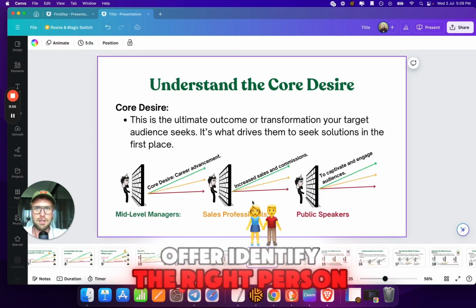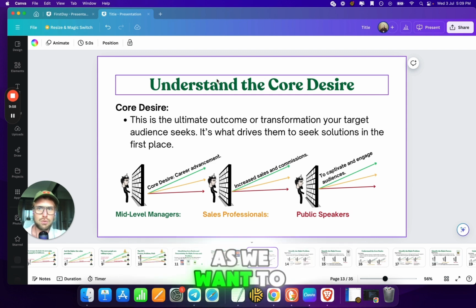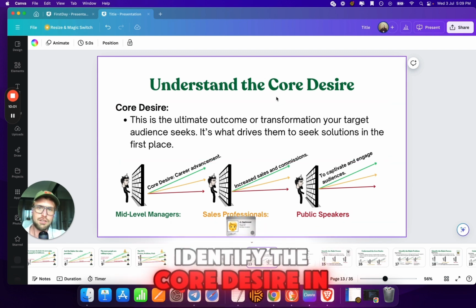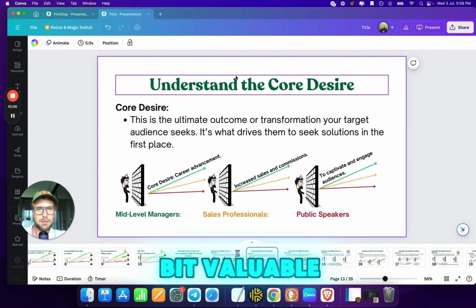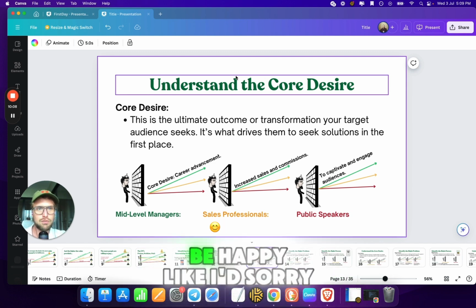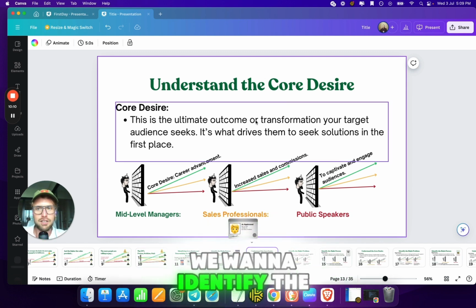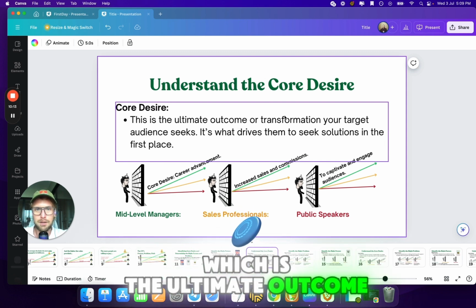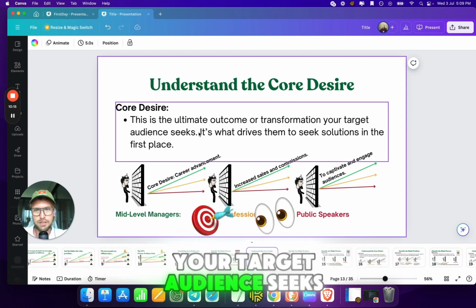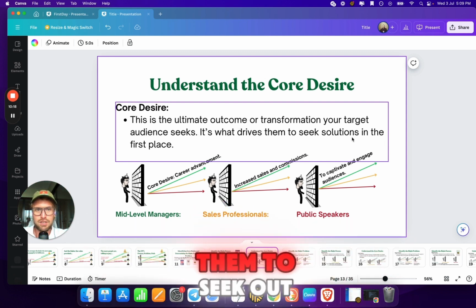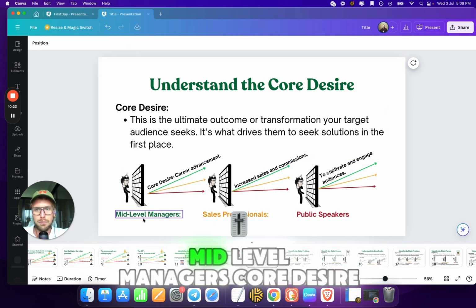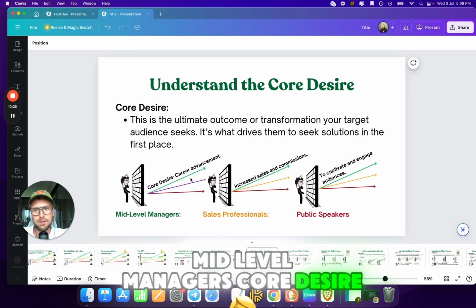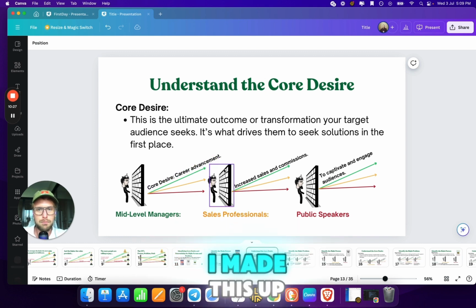Identify the right person. Step number 2 is we want to identify the core desire in this person. So not something that will be a little bit valuable, not something that will make them happy. We want to identify the core desire, which is the ultimate outcome or transformation your target audience seeks. It is what drives them to seek out solutions in the first place. Okay. Mid-level managers, core desire might be, and this is just a guess, I made this up, okay?